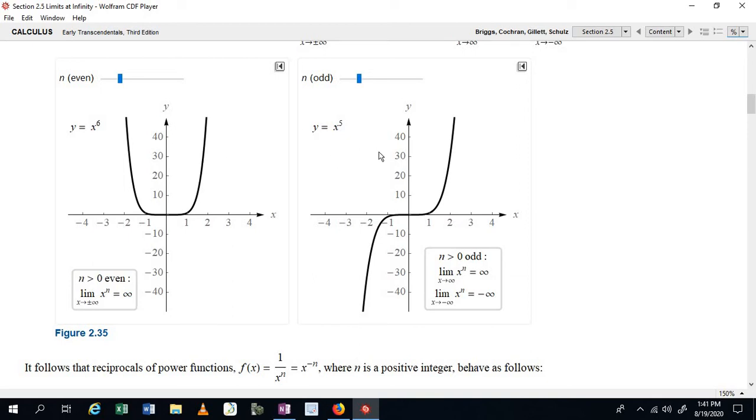So there's a pattern here, okay? For positive even exponents, the end behavior is up on the right and the left, on both sides. And for exponents that are positive and odd, it's up on the right and down on the left.